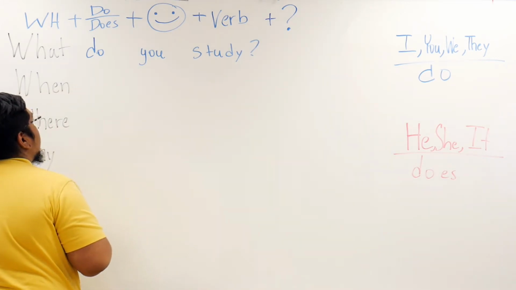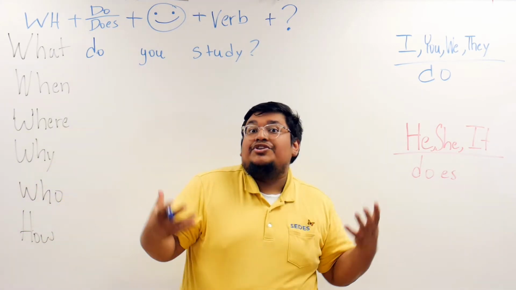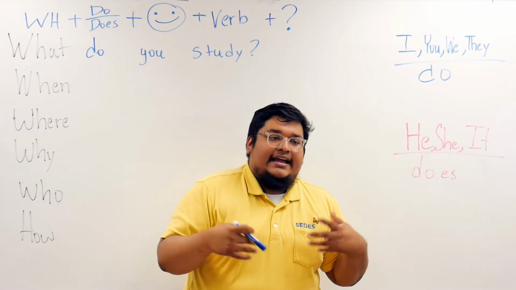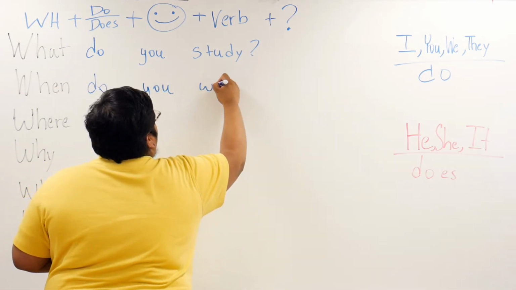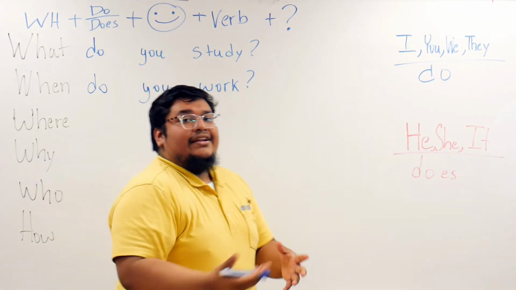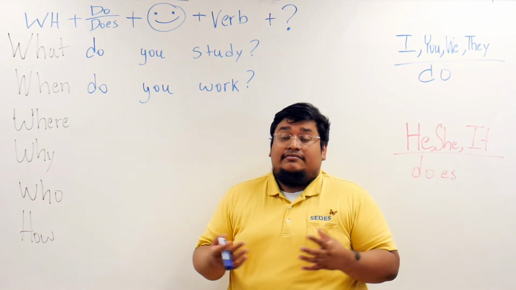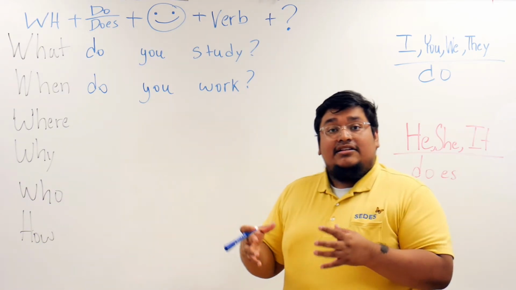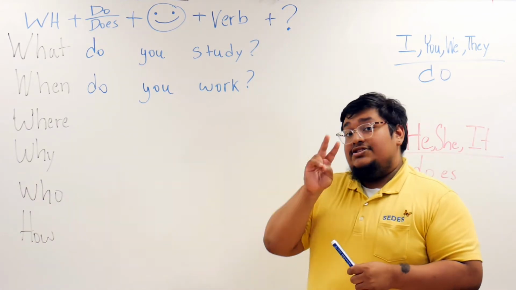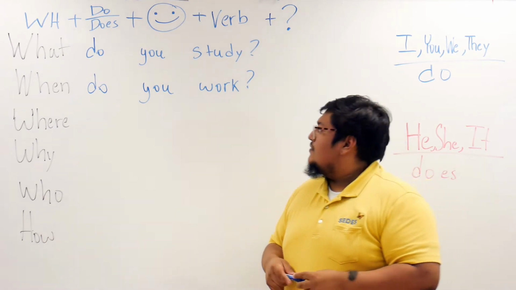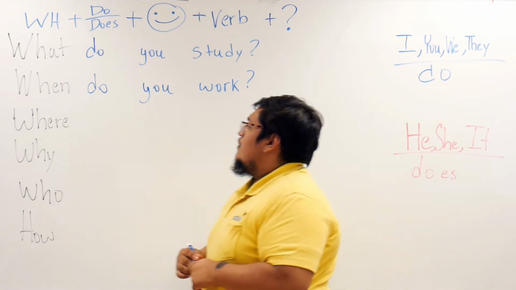Now, let's look at the next question. When, okay? So, when is used for when you're asking about time. So, I can say, when do you work? That's asking me for a specific time. It could be an hour, it could be a day, it could be any time, as long as it's a time. So when do you work? You can say I work on Monday and Tuesday, or you can say I work at 2, because those are different times. So when do you work? I work at 2.